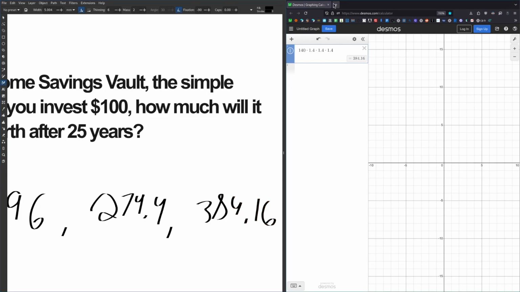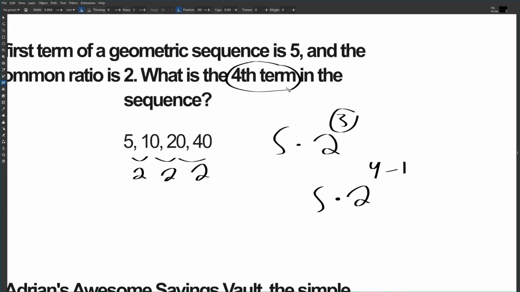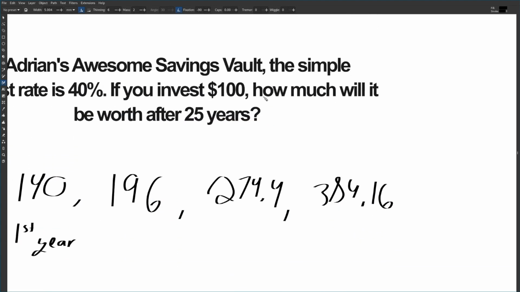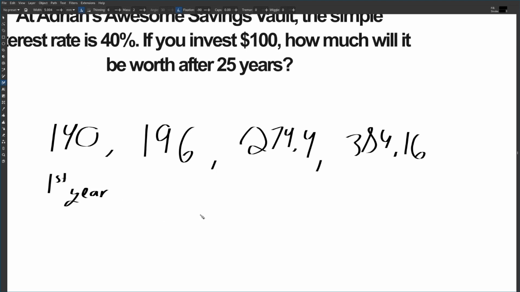So let's go back to this idea we had here. For the fourth term, we subtract 1 from it since we really multiply 3 times, not 4 times. Let's do the same thing here. Here we don't really want the 25th term, so we're going to multiply 24 times. Okay, so our first term is 140. And we want to multiply this by 1.4 24 times. So our answer is going to be 140 times 1.4 to the power of 24.